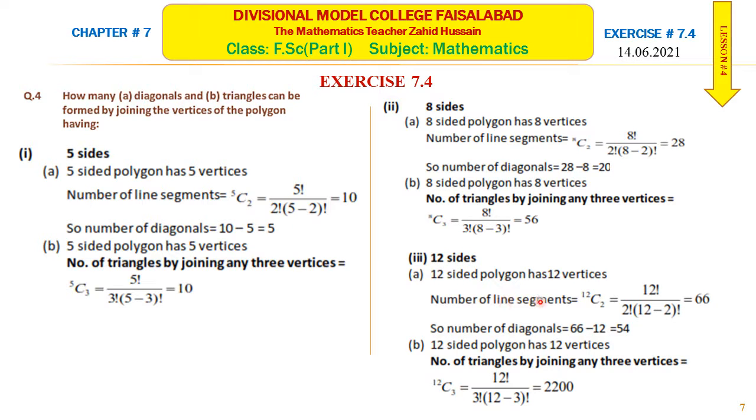To find the number of line segments, we will take the combination of 12 taken 2 at a time, and this is equal to 66 total line segments. Out of 66, if you subtract the 12 which are the sides of the polygon, you will get the number of diagonals, which is 54. Then you will take the combination of 12 taken 3 at a time to find the number of triangles. It is 12 factorial over 3 factorial into (12 minus 3) factorial. Simplifying this, you will get 220.